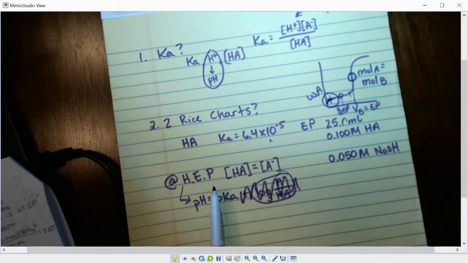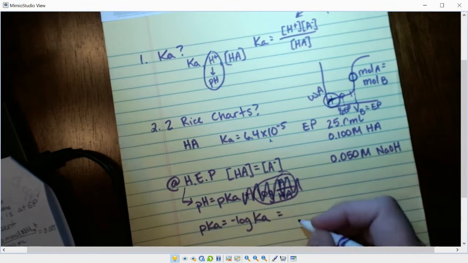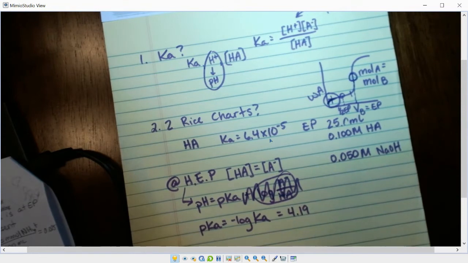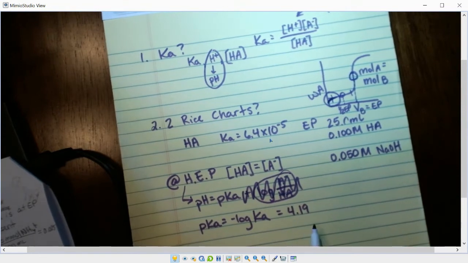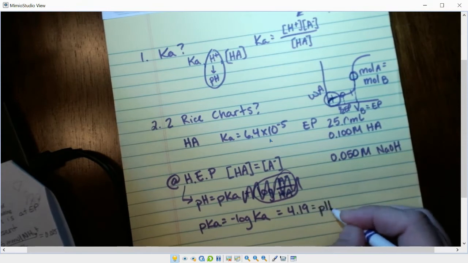So finding the pH at the half equivalence point is really easy, because they told us what the Ka was. So if pKa equals negative log of the Ka, then we can just plug that number in to find what pKa is, and I got it to be 4.19. That may be off, give or take, what the key says. I'm not sure. I don't have that in front of me. But since pH equals pKa, then we can infer that that must be the pH at that point.